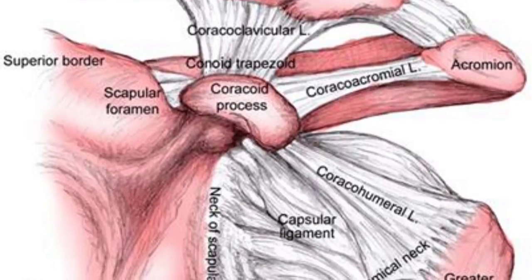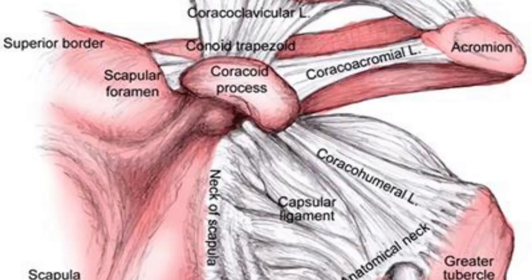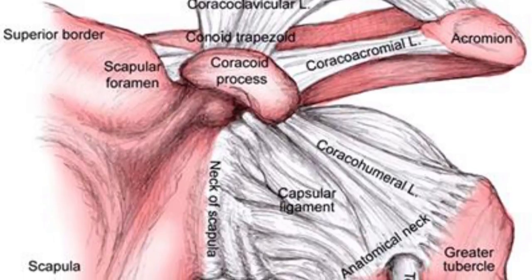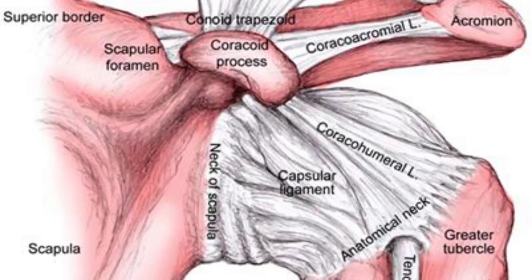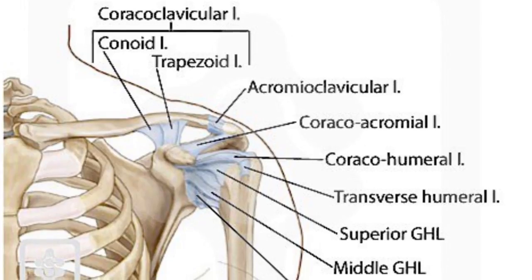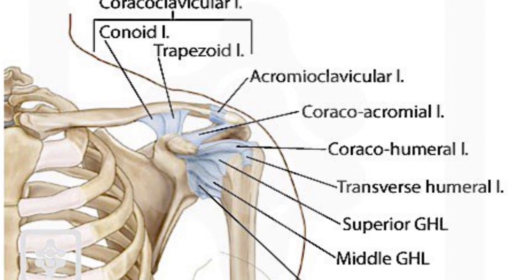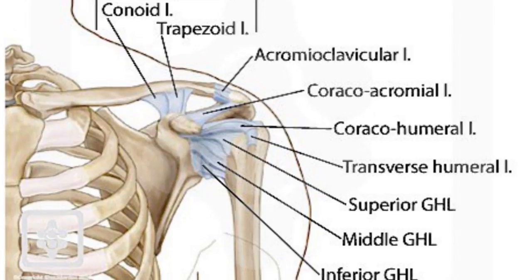It runs laterally from the coracoid process to the humerus, covering the superior glenohumeral ligament and blending with the superior joint capsule and supraspinatus tendon superiorly. Finally, let's talk about the transverse humeral ligament. This ligament serves to keep the tendon of the long head of the biceps in the bicipital groove.